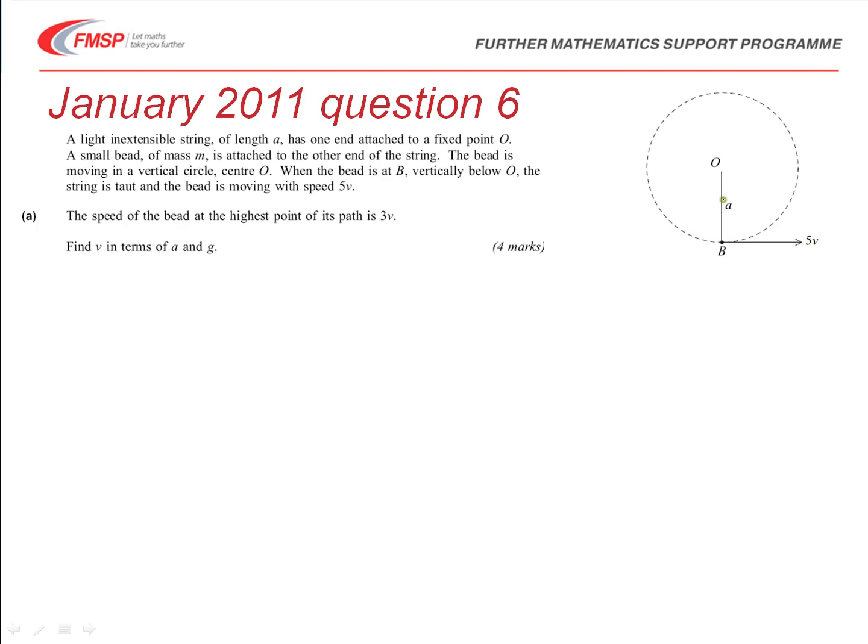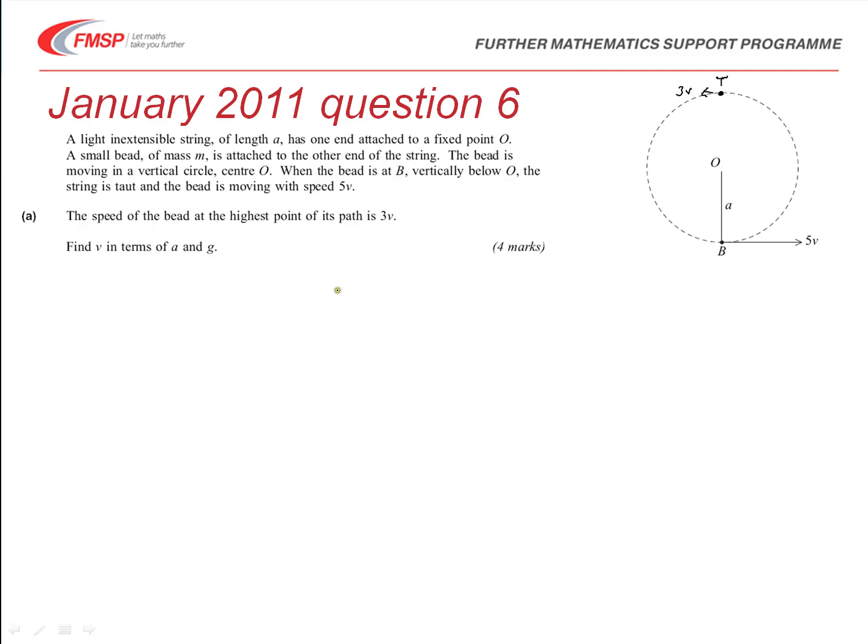We're told in part A that when the bead, which we're treating as a particle, gets to the top, I'll call the top T, then the speed at this point is 3v. And we've got to find v in terms of a and g.